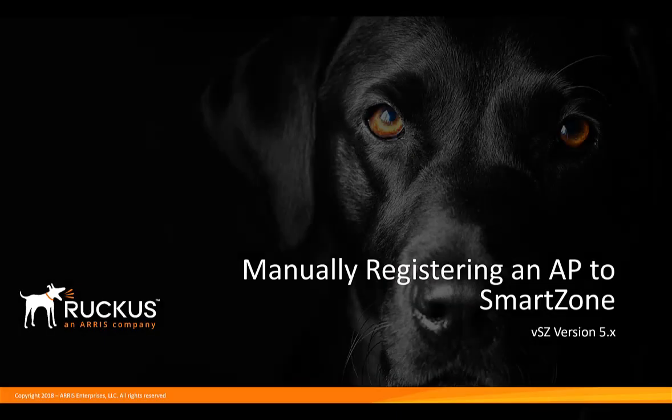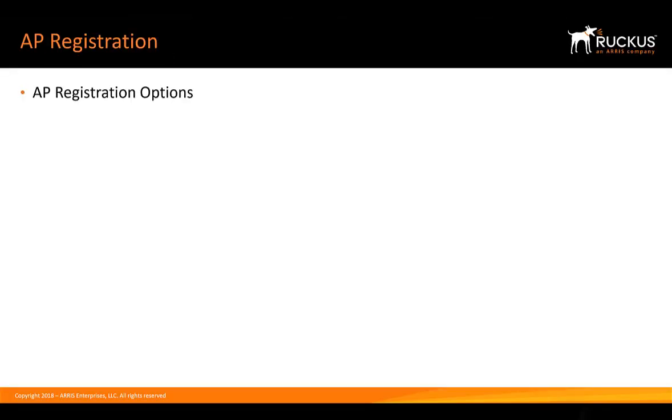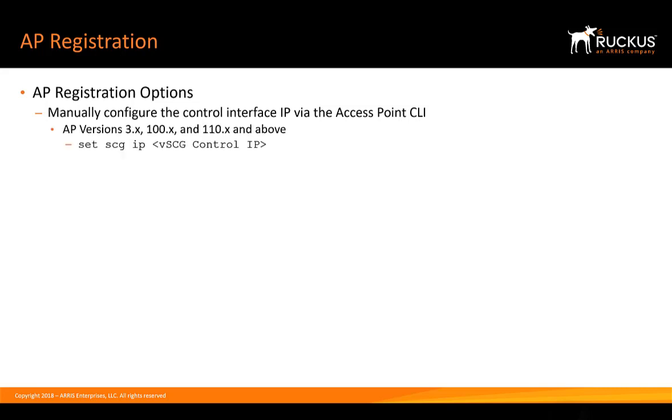We're going to manually register an access point to SmartZone. Access point registration can be done in one of three ways. We can manually configure the controller's control interface IP address via the CLI in the access point.